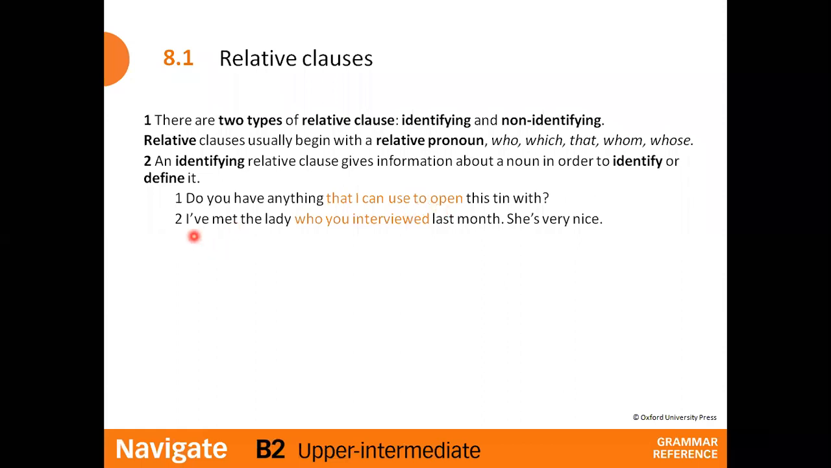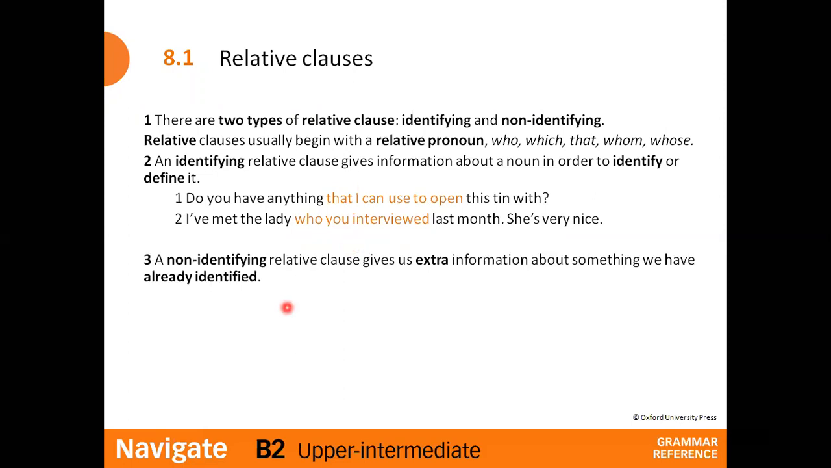Second, I've met the lady who you interviewed last month. She's very nice. So who is the relative pronoun here, and who you interviewed is the identifying or defining relative clause. In the first sentence, anything is defined by that I can use to open, like a tin opener or something like that. And lady is defined here with who you interviewed.